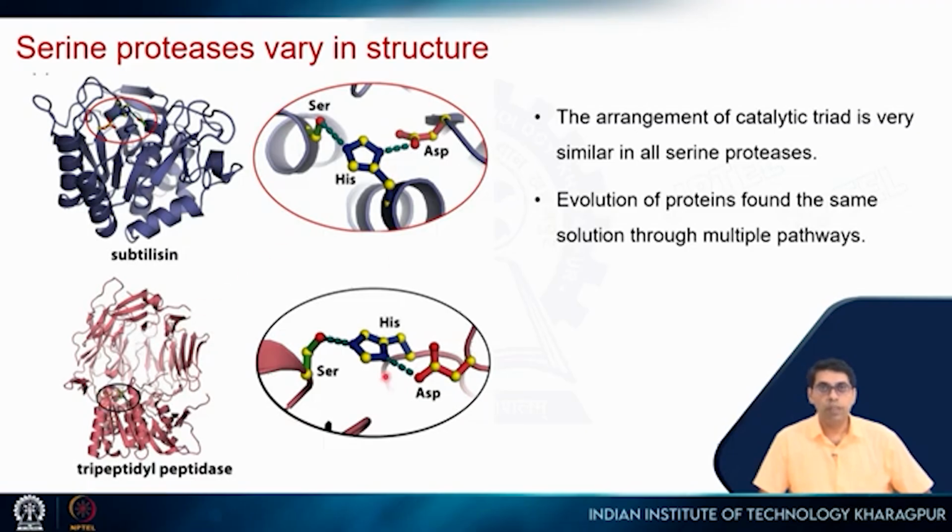If we zoom into this, you will see the arrangement of this catalytic triad is exactly the same, right? Both have serine followed by histidine followed by aspartic acid, and this arrangement is very similar. So it means that evolution of proteins has found the same solution through multiple pathways, right? It has come up with all these different enzymes which use the same mechanism, but the overall structure looks very different. And I will talk about this in more detail when I talk about protein evolution.